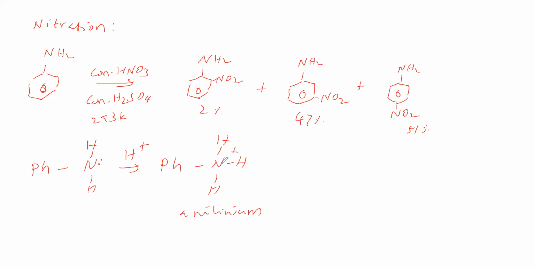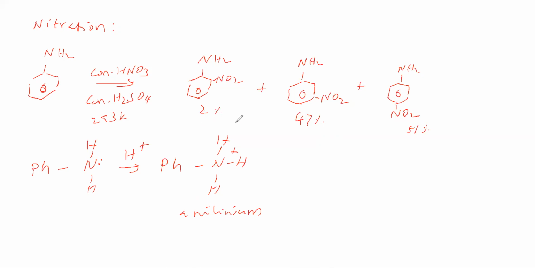Now see, positive charge is there. Can we say that this is activating the phenyl ring? No, we cannot say it is activating the phenyl ring. This N plus is an electron withdrawing group, and since it is electron withdrawing, it directs electrophilic substitution at the meta position. Therefore, we got the meta product around 47%. The ortho product is a smaller percentage.